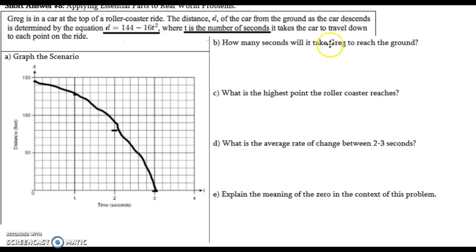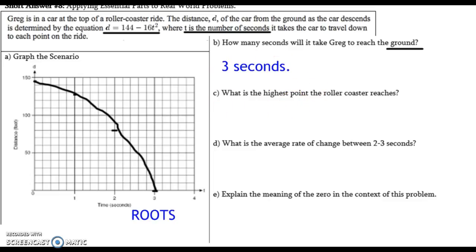The first question says, how many seconds will it take Greg to reach the ground? Well, from the picture, we can determine that it takes Greg just about 3 seconds to reach the ground. So we can say, how many seconds will it take Greg to reach the ground? 3 seconds. And one way that we can justify that is because it's asking about the ground. And we know that when we talk about the ground, in terms of a quadratic, we're talking about the roots. And there is a root at 3, 0, so 3 seconds.